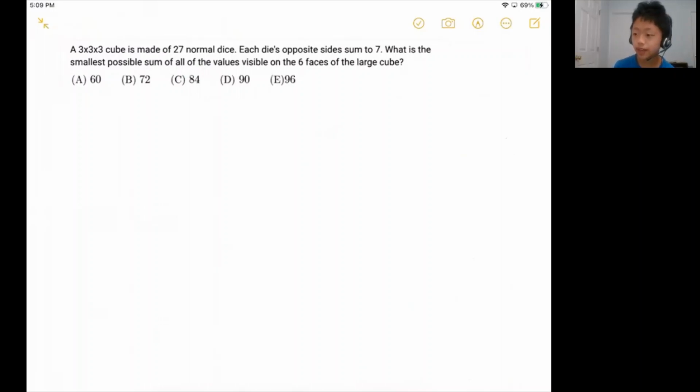So in this question, you have a 3x3x3 cube that is made of 27 normal dice, and each die's opposite sides sum to 7. We want to know what is the smallest possible sum of all the values visible on the 6 faces of the large cube? So this is kind of a weird question, right?